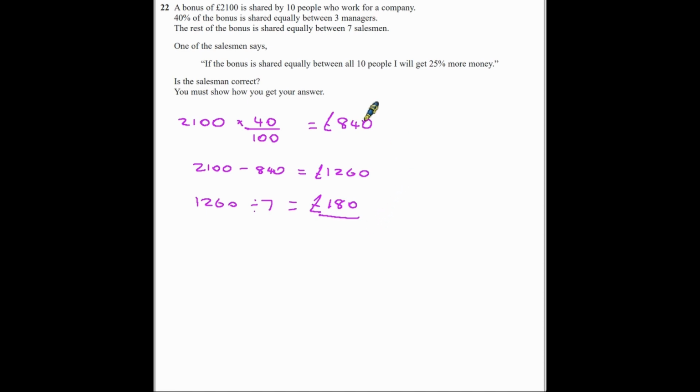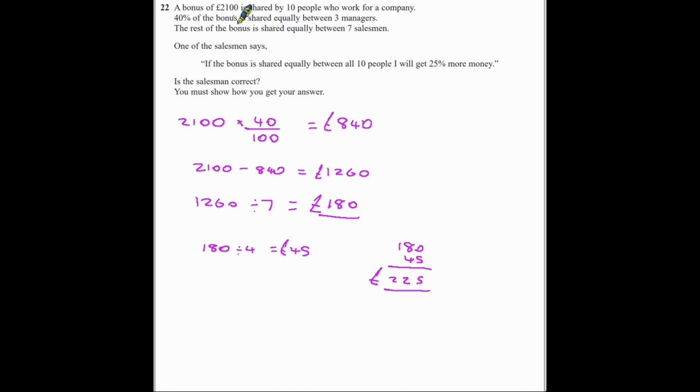Now, we now know how much one of the salesmen is getting, £180. Now, he claims that if the money was shared by all 10 people, he would get 25% more. So let's work out what 25% more of this is. Well, 25% is a quarter. So if we divide that by 4, it means £45 is the extra amount he would get. So add that on to the 180. It means if he was to receive 25% more money, the total he would get is £225.